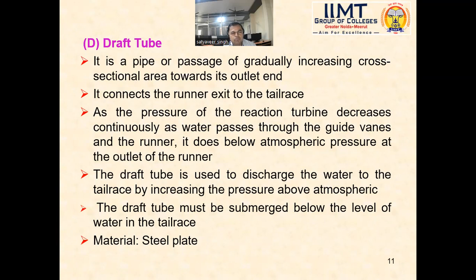Now the draft tube must be submerged below the level of the water in the tail race. What is the material requirement? The material is basically a steel plate. So this is basically the function of the draft tube. So we have a number of parts in the Francis turbine. We have to know the function of each part and which part is responsible for which function.